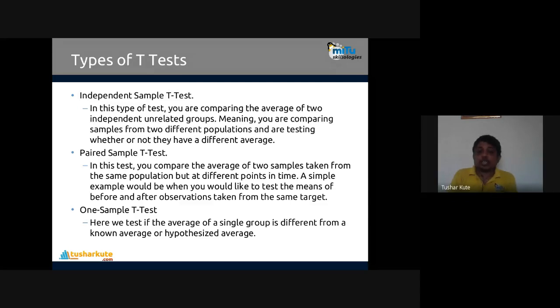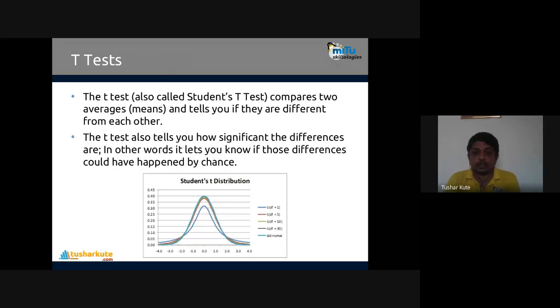And then the third is the one sample t-test, which is a very commonly used test. Here we test if the average of a single group is different from a known average or hypothesized average. Only a single group is there, and only a single sample is taken. That's called a one sample t-test. So depending upon the hypothesis we have put, we can use the respective test to prove it.